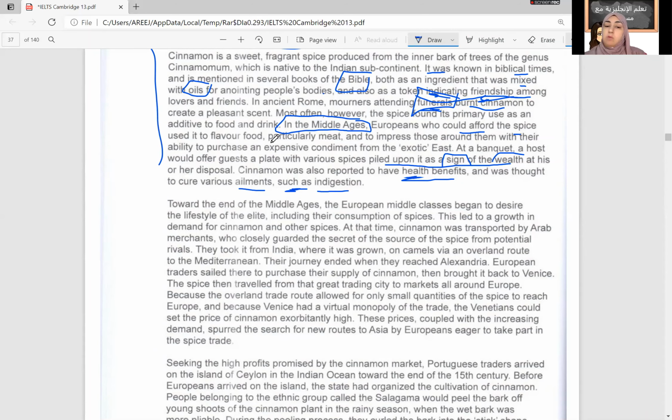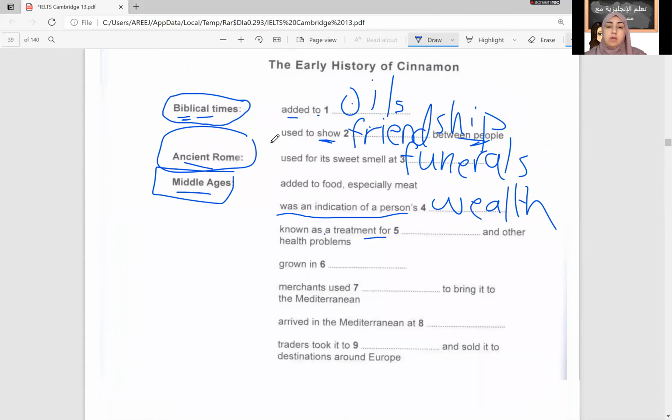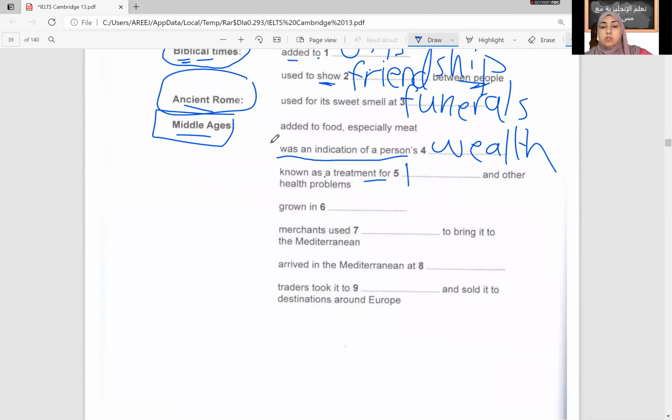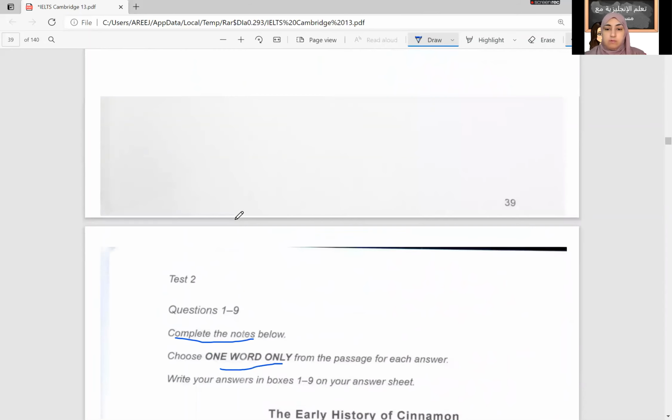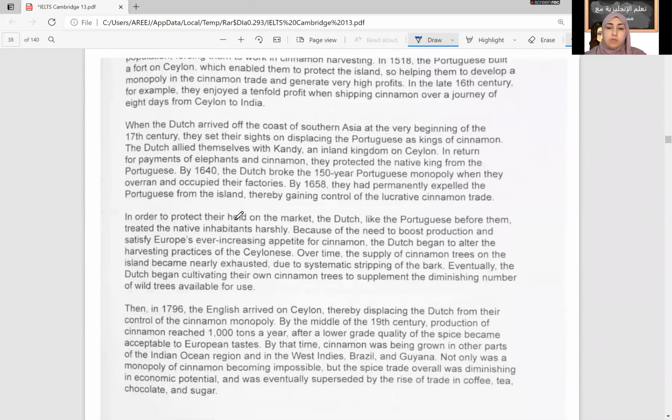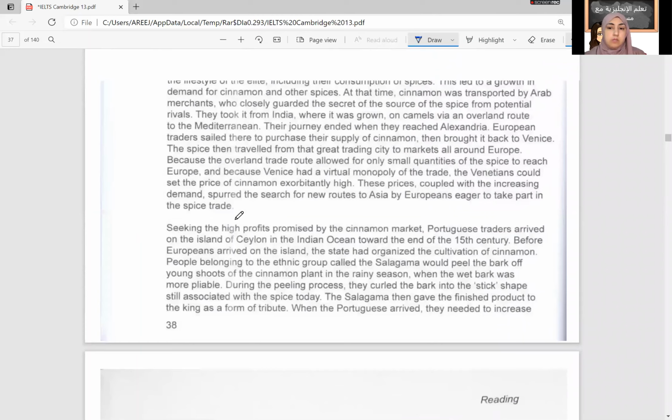So the key word here, or the answer here, is what? Indigestion. I-N-D-I-G-E-S-T-I-O-N. Sorry again about the handwriting, never mind. Okay, grown in. So where was it grown? It's probably a name of a place or an area or something. So I just go here. Wherever I stopped, I proceed and I continue searching.